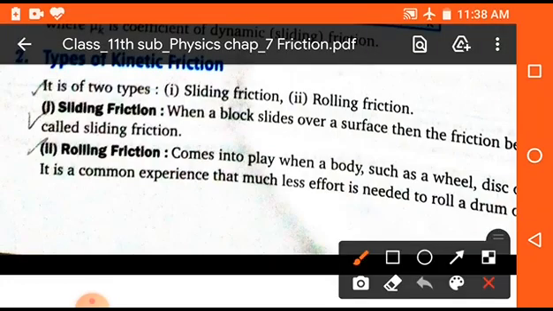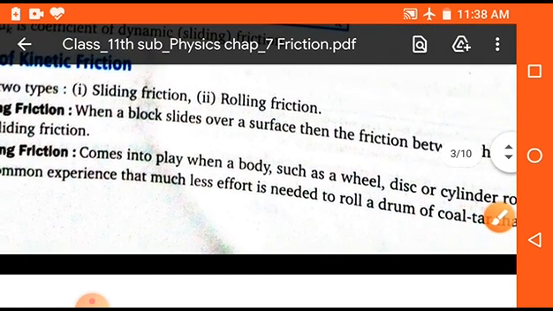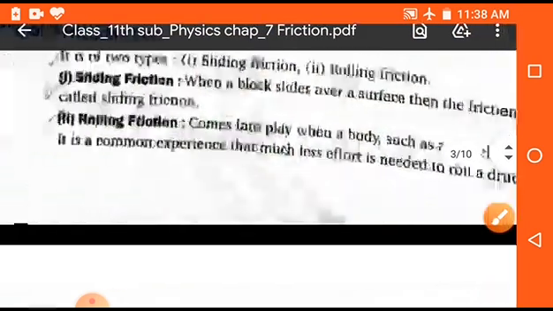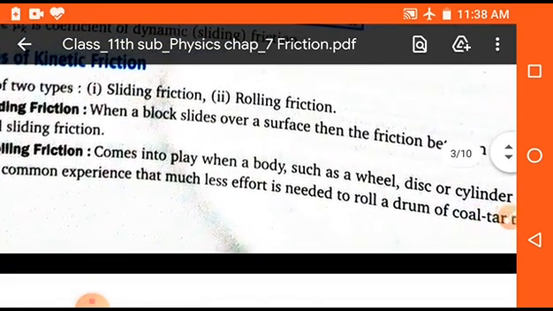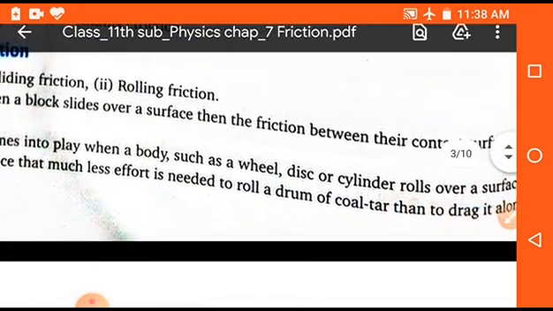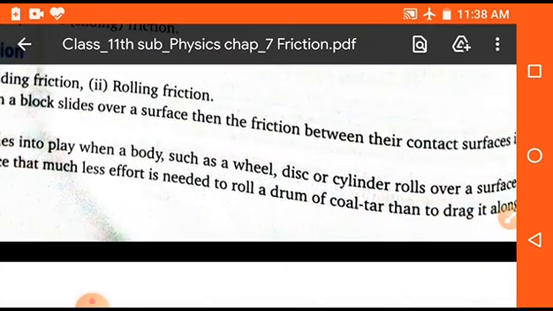Next one is rolling friction. It comes into play when a body such as a wheel, disc or cylinder rolls over a surface, and it is a common experience that much less effort is needed to roll a drum of coal tar. Clear? So with the help of rolling friction, any object can be rolled on an inclined surface. This is an example of rolling friction.